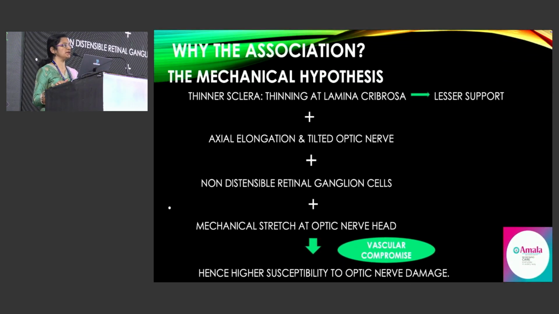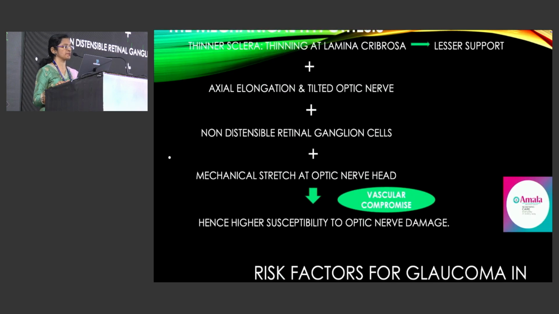Now, why the association? It is mainly due to the mechanical hypothesis, as we all know. It is due to the thinner sclera, thinner lamina cribrosa, and the lesser support there, along with the axial elongation, which causes the tilt and torsion of the optic nerve head. Again, non-distensible retinal ganglion cells are kept under mechanical stretch, plus the vascular compromise, which results in increased susceptibility to optic nerve damage in myopic patients.